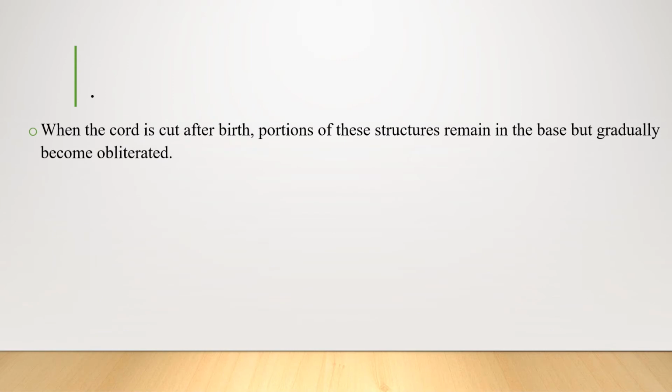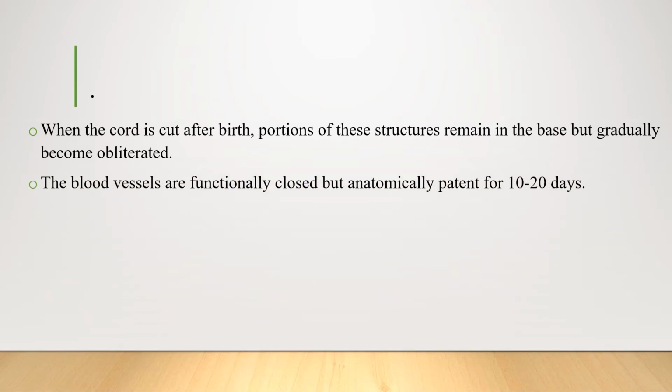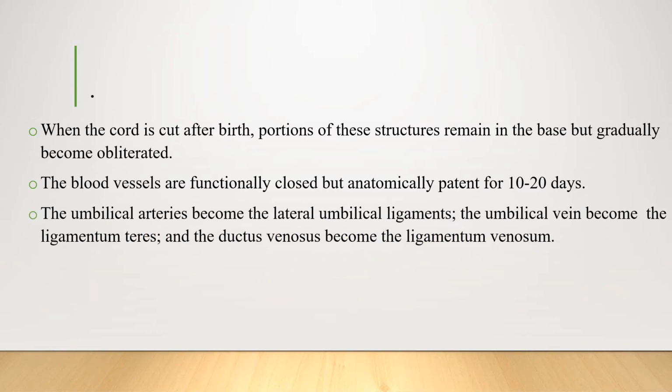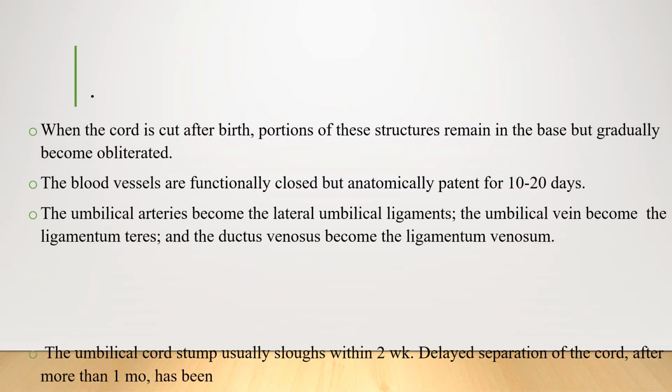When the cord is cut after birth, portions of the structures remain in the base, but they gradually become obliterated, and the blood vessels are functionally closed but anatomically patent for 10 to 20 days. The umbilical arteries become the lateral umbilical ligaments, whereas the umbilical vein becomes the ligamentum teres, and the ductus venosus becomes the ligamentum venosum.